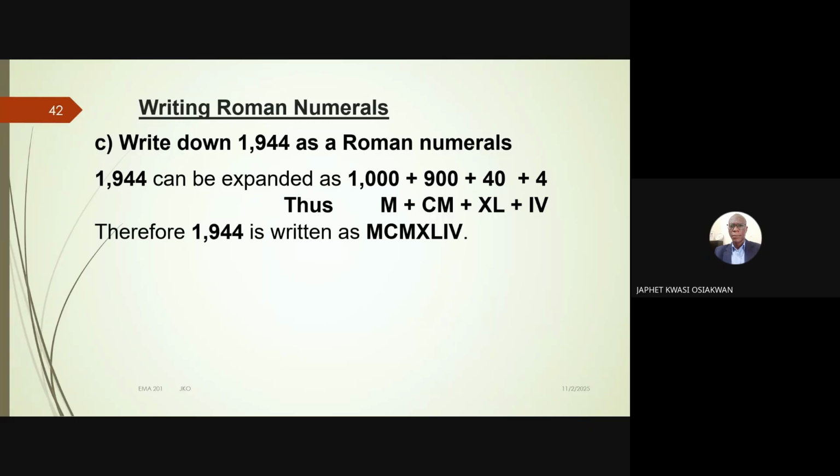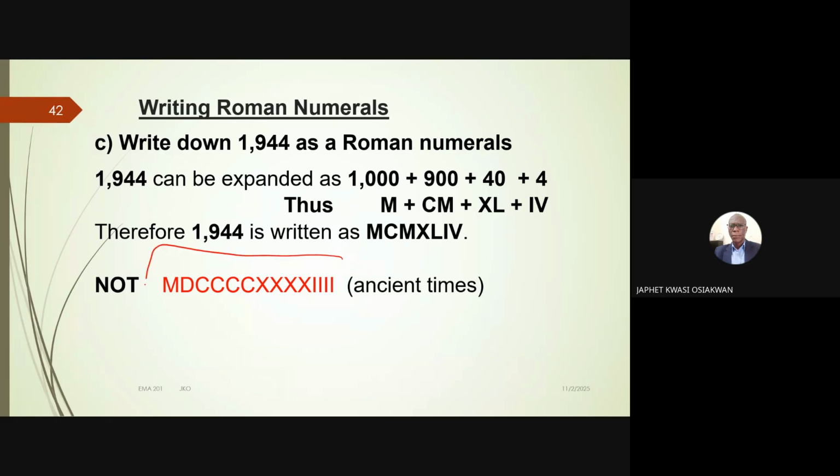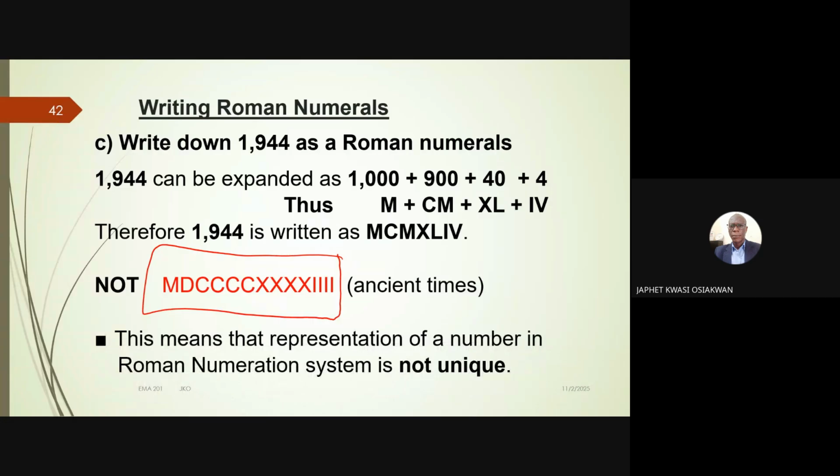Okay, so you can see that a student wrote this one. You can see this one even on the internet to represent the same number, but we are saying that it's from ancient times. It's not standard. So those of you who have this one as the answer, it is wrong. MDCCCCXXXXIV also represents 1944, but it's not the standard in Roman numerals. So be careful. They are there. You go on the internet, you see them. So this tells us that the representation of Roman numerals is not unique.